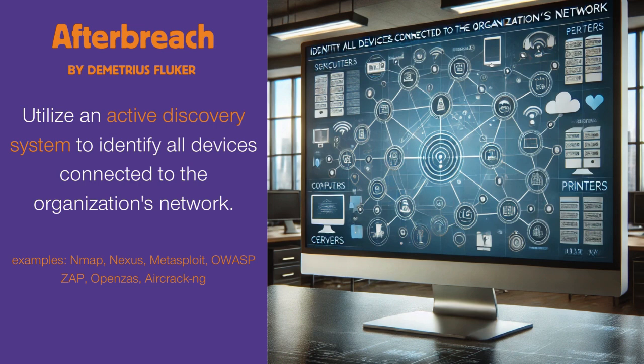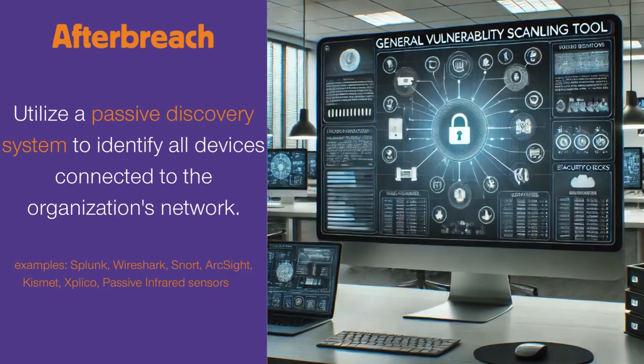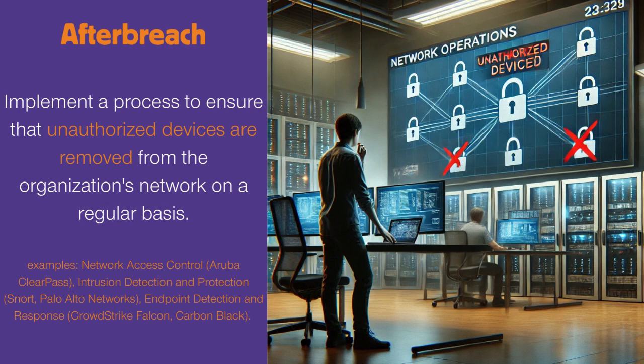So you can do active discovery and passive discovery on your network. You could use platforms like Metasploit, or you could use OWASP ZAP, Nessus. I've used OpenVAS before, and I've played around with Metasploit to some degree, and Nmap as well. To do passive discovery, you can use Splunk, Wireshark, Snort, ArcSight, which I have some experience with from my time at HP. There's Kismet, and there's also Expel and passive infrared sensors. All of these you can use to do passive discovery on your systems.